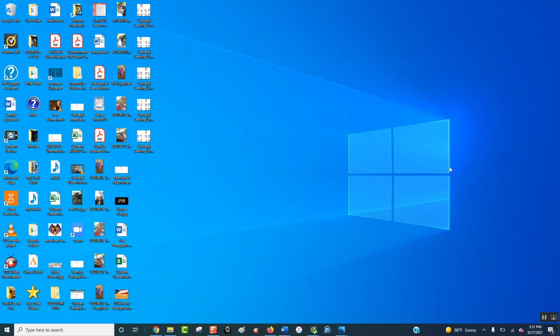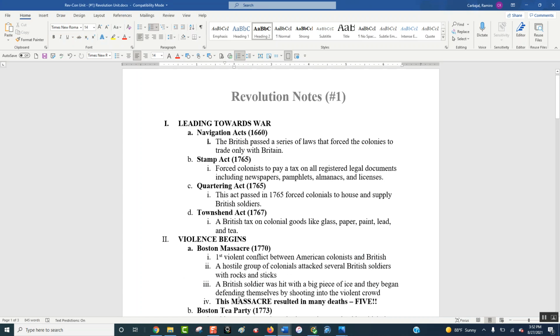All right, guys, so now it is time for our first set of real notes for U.S. history. So we're going to go ahead and open those right now, which are the Revolution notes, notes number 1. So this is what should be in front of you. Now, at this point in a couple of days, these will be cut out, including your notebook.